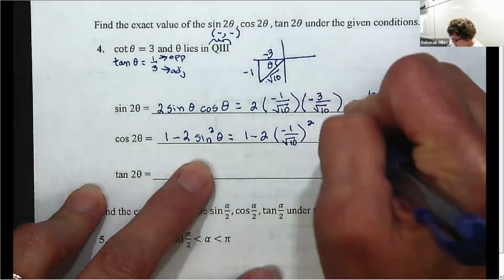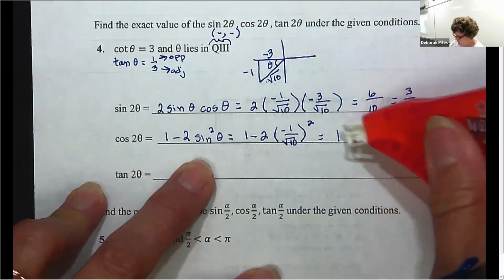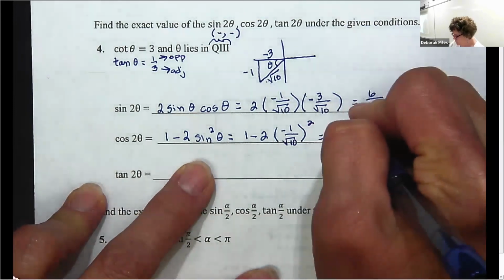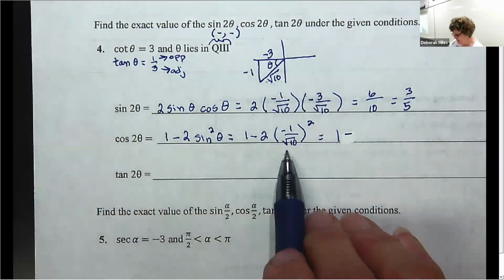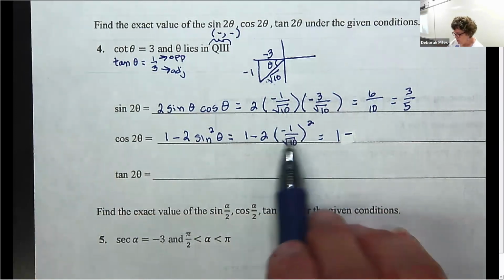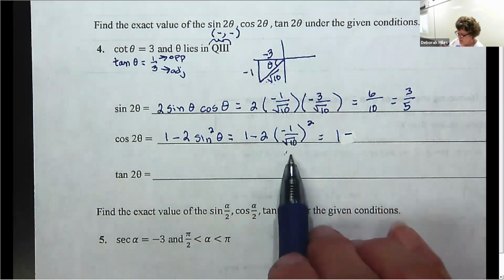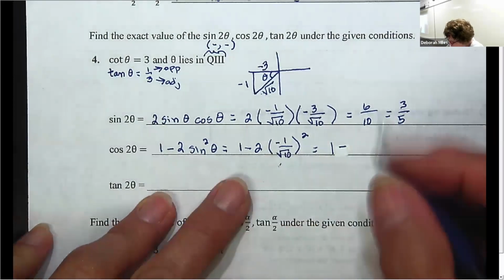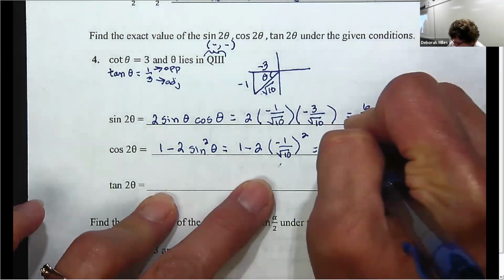That would be 1 plus, actually, tell me why it wouldn't be plus. You see why it's going to be 1 minus? Right, you do exponents before multiplication. So -1 over square root of 10 squared is +1 over 10. And then times -2 is 2/10 or -1/5.